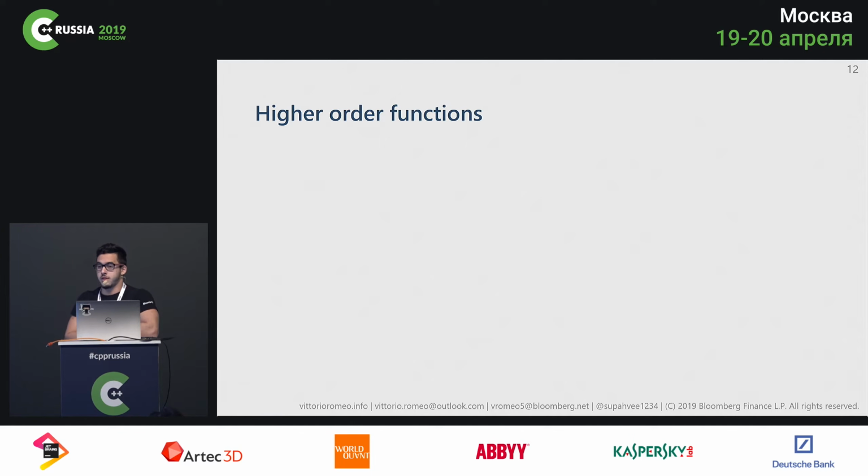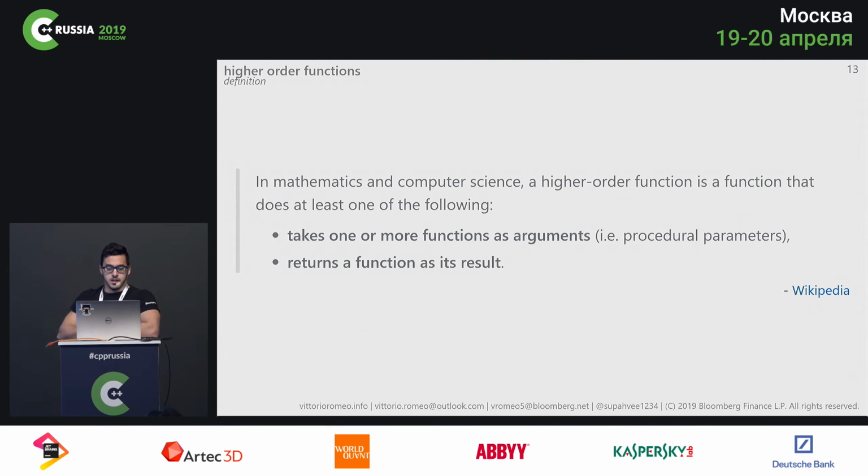Higher-order functions. So how many of you know what a higher-order function is, or has an idea? OK, it's plenty. That's good. So if we go to Wikipedia, we can find this definition that says, in mathematics and computer science, a higher-order function is a function that does at least one of the following. So it either takes one or more functions as arguments, or returns a function as its result. So any kind of function that takes another one or returns another one is considered a higher-order function. This is kind of a broad definition, but anything that you can think of that does this is considered one of them.